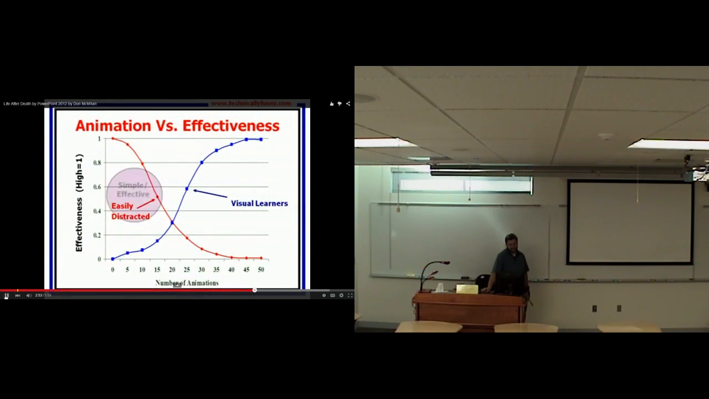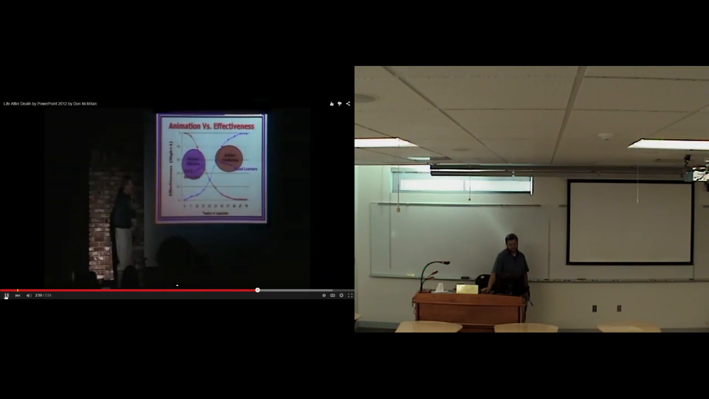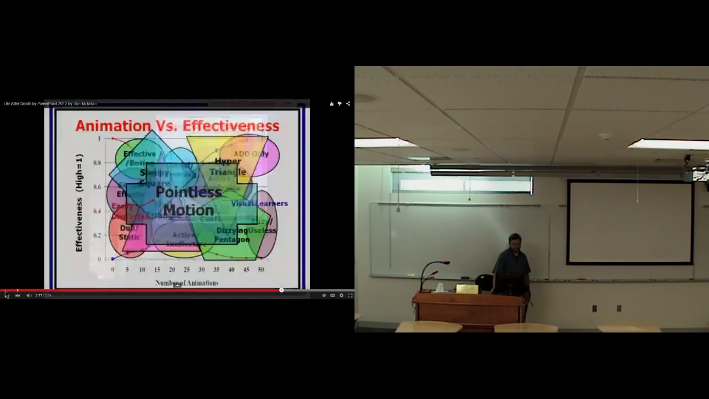And there's regions here, by the way. There's the simple but effective region. There's the active but confusing, the effective but boring, the active but ineffective, the dull but static region, the busy but useless, the ADD only region, the useful but amusing, the stupid but confusing, the dull triangle, the hyper triangle, the sleepy square, the dizzying pentagon, and everything else I just call pointless motion.